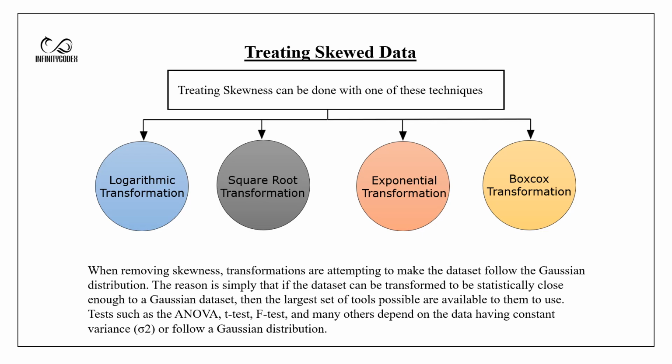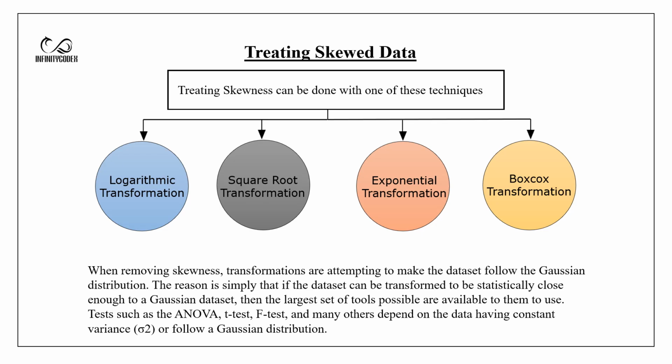Treating skewed data. Treating skewness can be done with one of these techniques: logarithmic transformation, square root transformation, exponential transformation, Box-Cox transformation, etc. When removing skewness, transformations are attempting to make the data follow the Gaussian distribution. The reason is simply that if the data can be transformed to be statistically close to a Gaussian dataset, then a large set of tools are available to use. Tests such as ANOVA, t-test, F-test, etc.